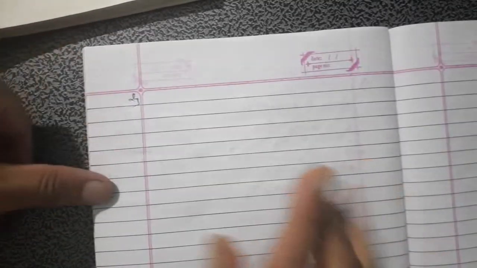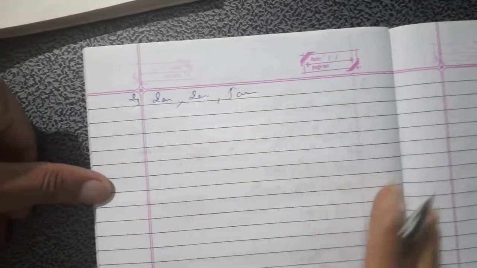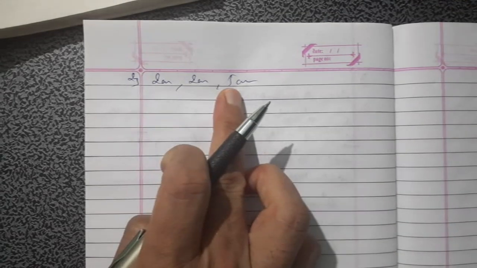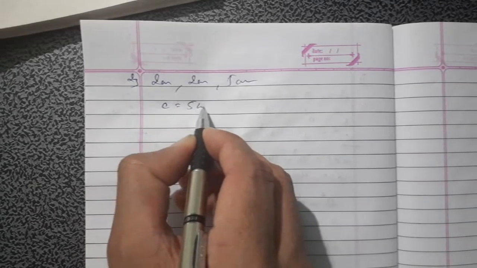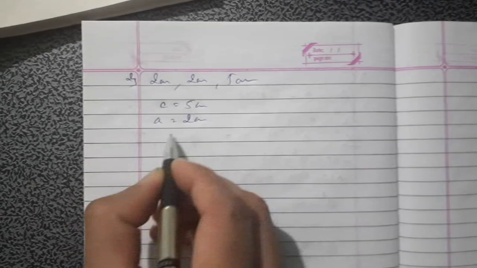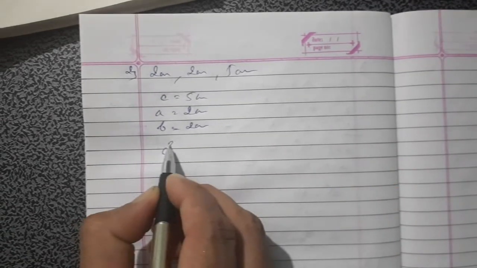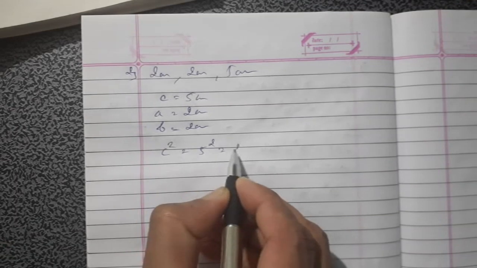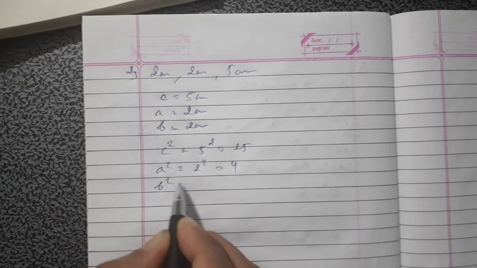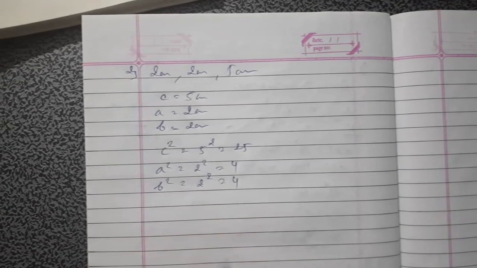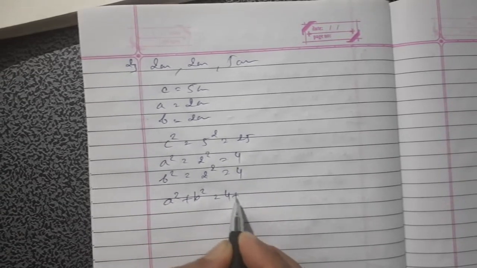Look, in that the measurements are 2 centimeter, 2 centimeter and 5 centimeter. The highest one is 5 centimeter, means that is the hypotenuse. So we take C, that is 5 centimeter, A equal to 2 centimeter and B equal to 2 centimeter. Now we find C square equal to 5 square, that is 25. A square equal to 2 square, that is 4. B square equal to 2 square, that is 4. Now here we check A square plus B square, that is 4 plus 4 equal to 8.